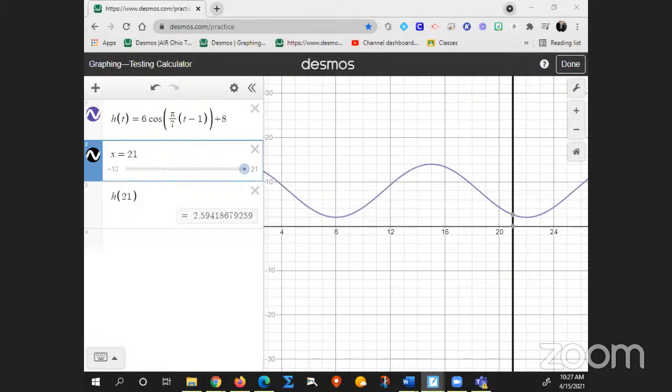Wait, no, it's not. Because you're starting at 1. So, what's 7 plus 6? So it ends at 13. So 1 to 13 is only 12. It's not 13 months. No, but that's just how many months it is. So it'd be 12.